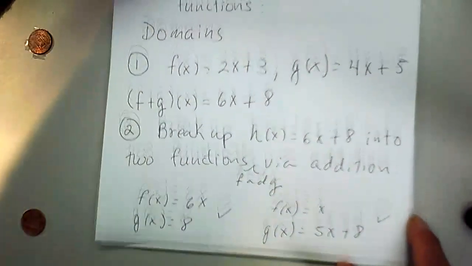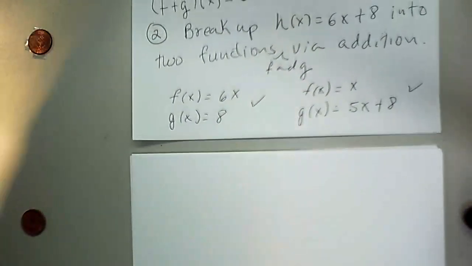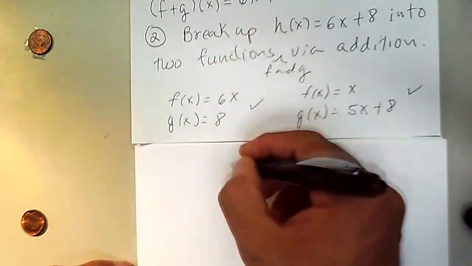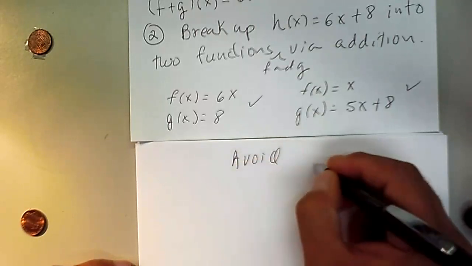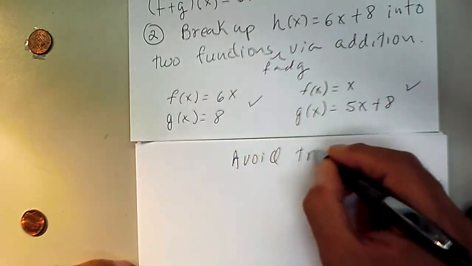Now, the one thing we want to avoid, so we're still in this example 2, is trivial solutions.